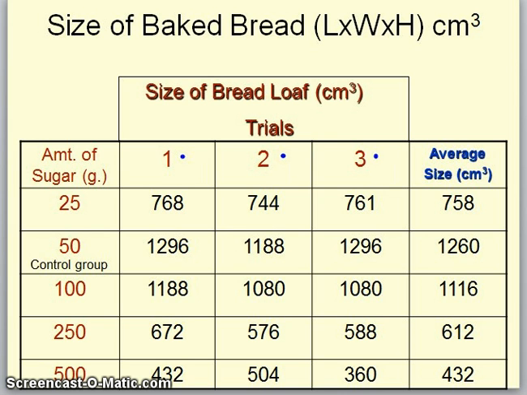Now, just like we should be doing 3 trials, he did them for each of his sugar amounts. So here's his 25 grams of sugar, 50 grams of sugar, 100 grams of sugar, 250 grams of sugar, and 500 grams of sugar. Now all the information in black on here is when he weighed them out, the average size in centimeters squared when he measured them. And on the top you can see he measured them length times width times height, and he gets that in centimeters cubed, or he's finding the volume of them.